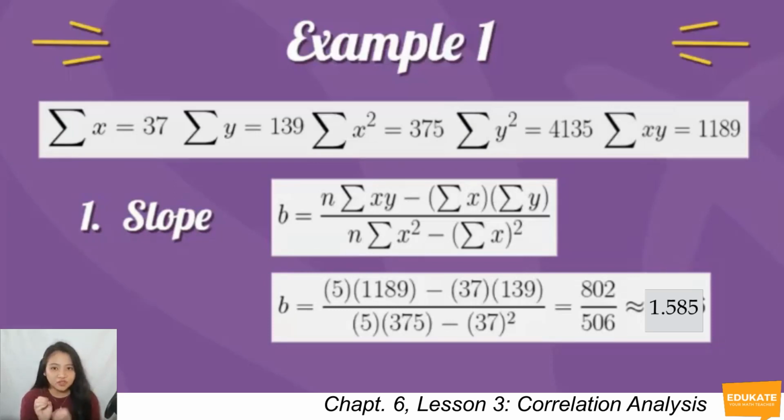Minus, what's your summation of x? 37 times summation of y, 139. 84, 10 times 35, 350. And for the last one, you have 15 times 38, which is equal to 507.